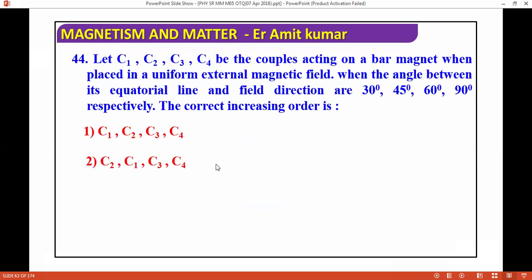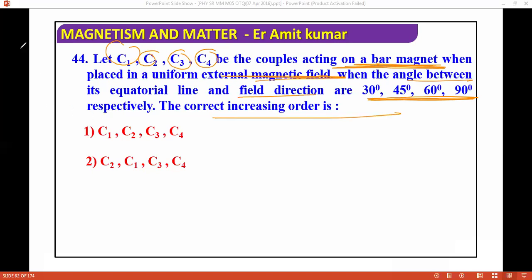So basically, we have a couple acting on a bar magnet. This is a very good question, and a confusing one if you don't know the concept. C1, C2, C3, C4 are couples acting on a bar magnet when placed in a uniform external magnetic field, when the angle between its equatorial line and the magnetic field direction is 30 degrees, 45, 60, 90 degrees respectively. What is the correct sequence order?